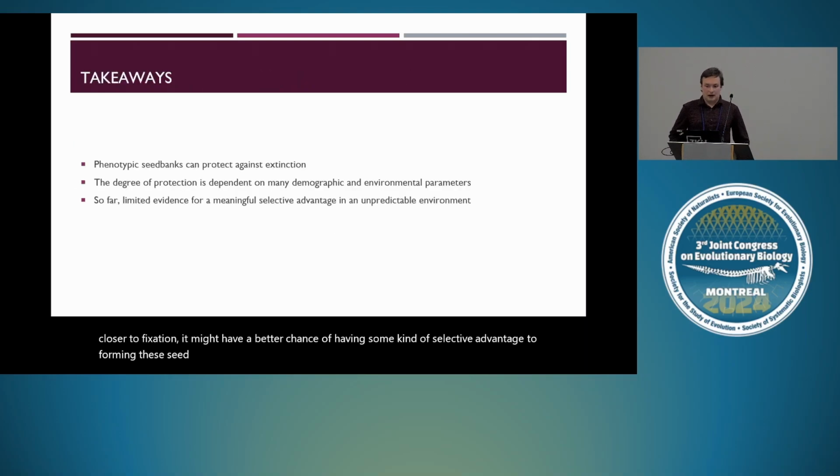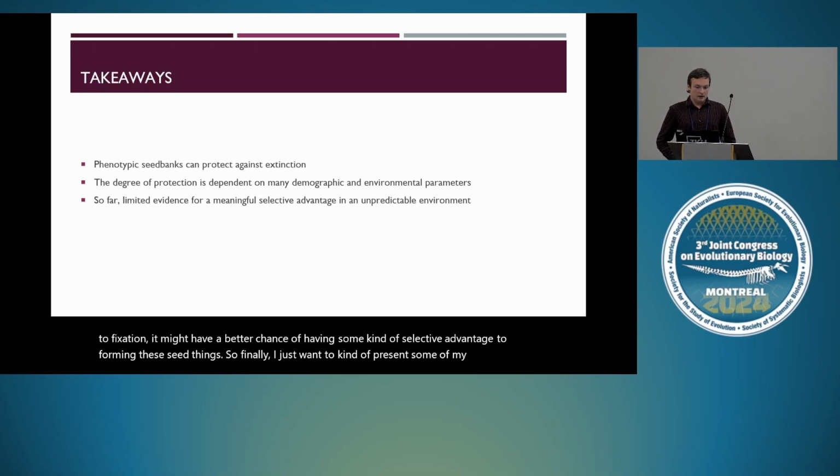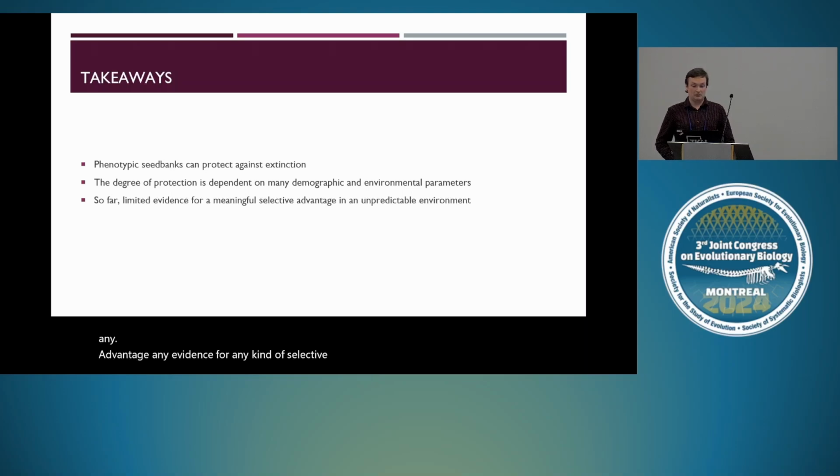So finally, I just want to present some of my takeaways. The phenotypic seed bank can protect against extinction, at least in certain scenarios. The degree of the protection is dependent on lots of different demographic and environmental parameters. And finally, so far at least, we don't really have any evidence for any kind of selective advantage in unpredictable environments. Any questions?